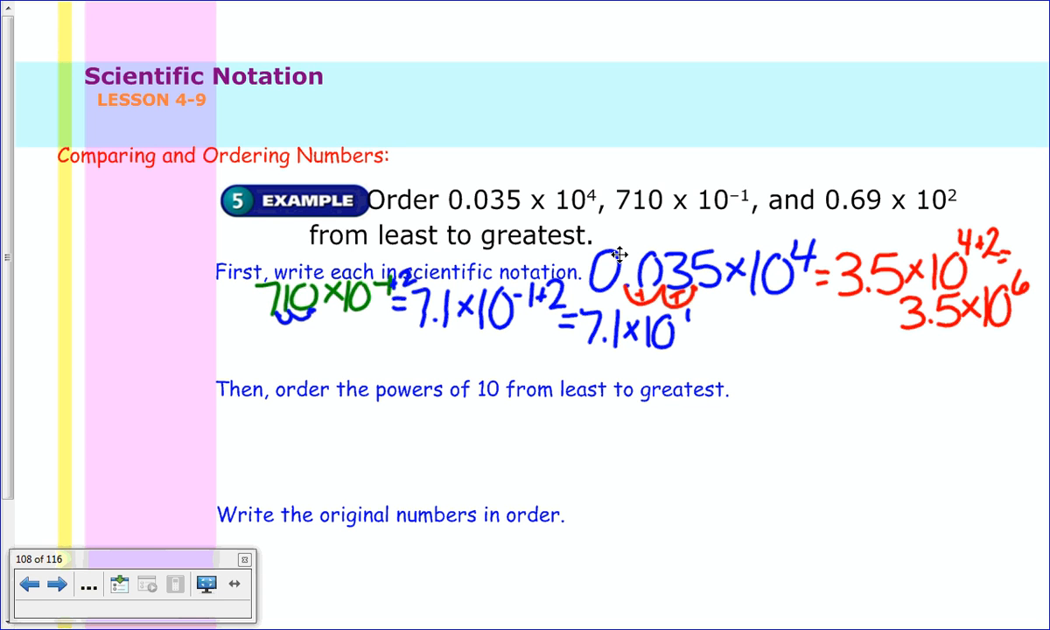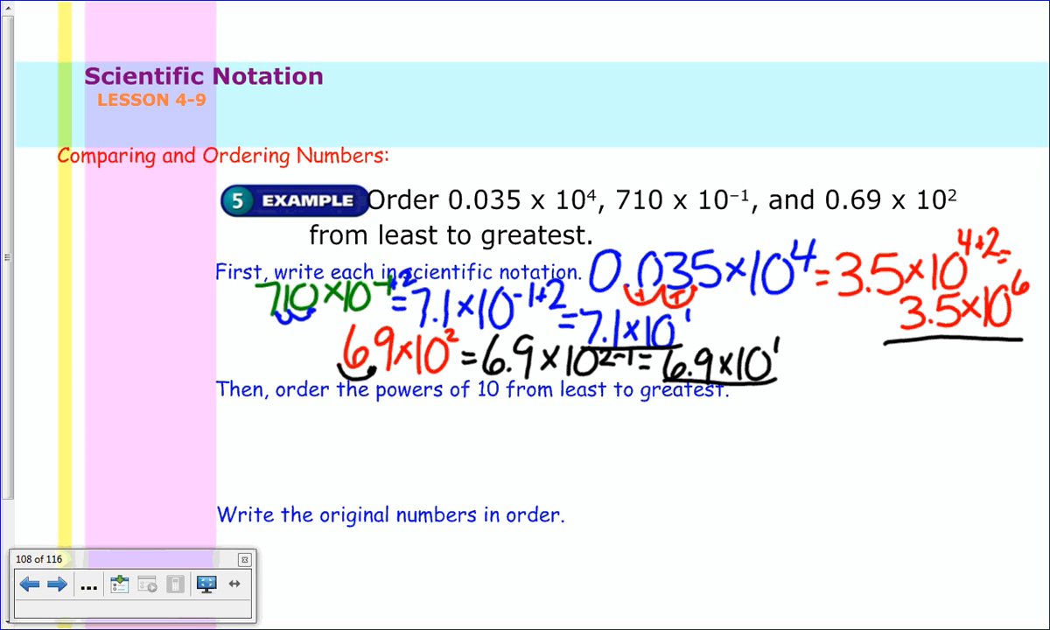All right, and then finally I have 0.69, or 69 hundredths, times 10 to the 2nd power. All right, so here I have 69 hundredths. That's not between 1 and 10, but if I move the decimal here, I have 6 and 9/10ths. That is between 1 and 10. All right, and then I have to move it over to the right 1. Well, if you move backwards, you actually subtract. So 2 minus 1 is 1. So I get 6 and 9/10ths times 10 to the 1st power. There we go. I rewrote them all in scientific notation.